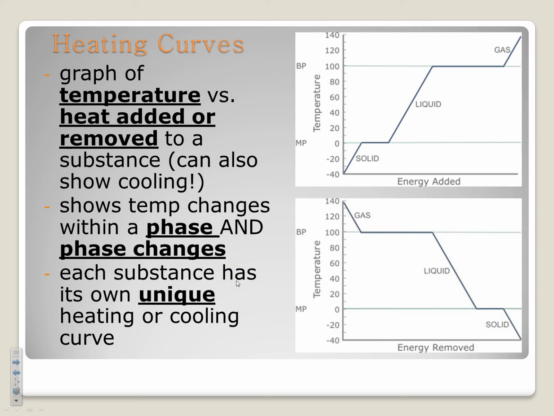So each substance has its own unique melting point and boiling point. Also, a little bit more specifically, there's a ratio between the amount of energy added to melt it versus the amount of energy added to vaporize it or boil it, and that's unique for each substance as well. So you can actually identify a substance just by looking at its heating curve.